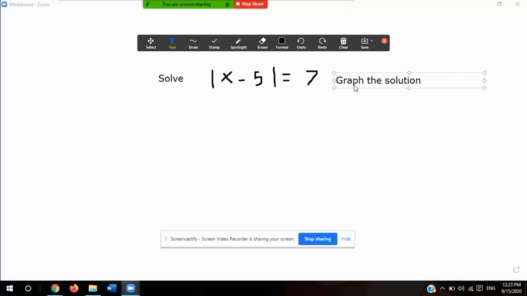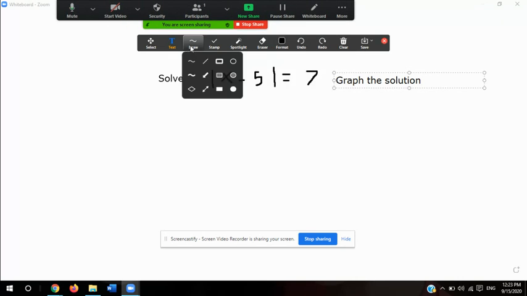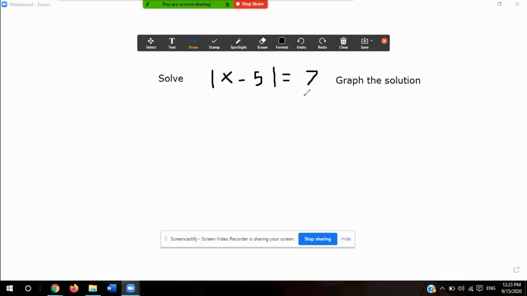Now we're going to see this in the second example, but I want to let you guys know something real quick. Whenever we have an absolute value equation and the answer of that equation is equal to a number greater than 0, that means we're going to have 2 solutions, and we're going to write the same equation 2 times. So because 7 is in fact greater than 0, that means that we are going to write the equation down twice.